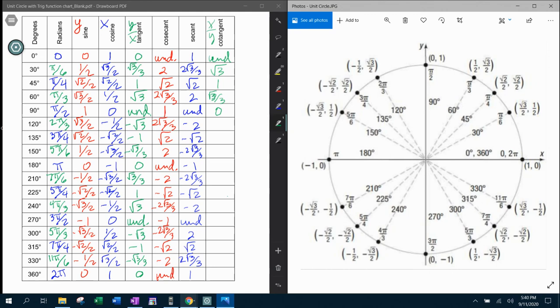This is going to give me negative square root of 3 over 3, negative 1, negative square root of 3, and of course if I flip 0 I get undefined. And then I keep going, okay? Square root of 3, 1, square root of 3 over 3, and then if I go to 270, again that's going to be 0 divided by negative 1, 0 divided by any non-zero number is 0.